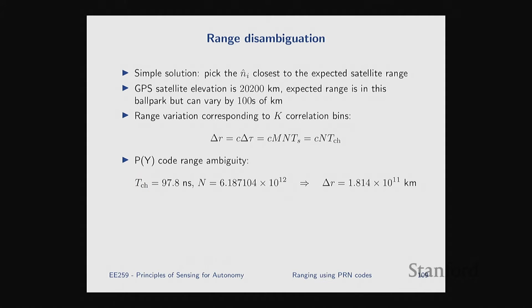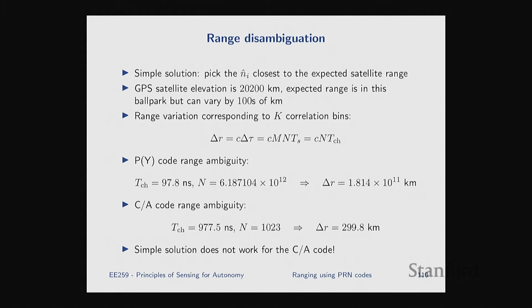A chip duration for that is 97.8 nanoseconds, and it has a very large number of chips. Remember, this was 6 times 10 to the 12 chips. So you calculate your delta R, it comes out as 1.8 times 10 to the 11 kilometers, right? With this delta R, it's very, very easy to disambiguate, because if your peaks in the extended correlation are this far apart, of course, there's only one of them that is even remotely close to this number. So with the P(Y) code, not a problem. You can easily disambiguate your range.